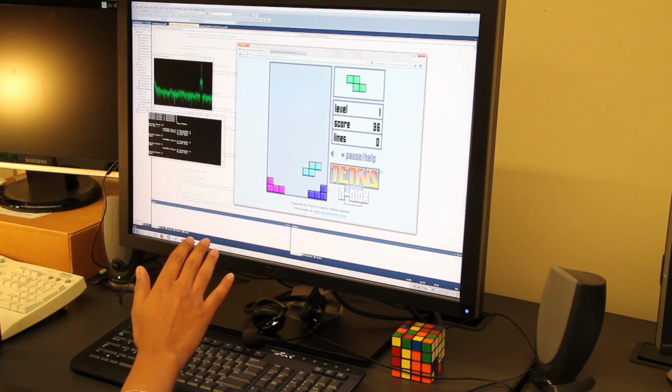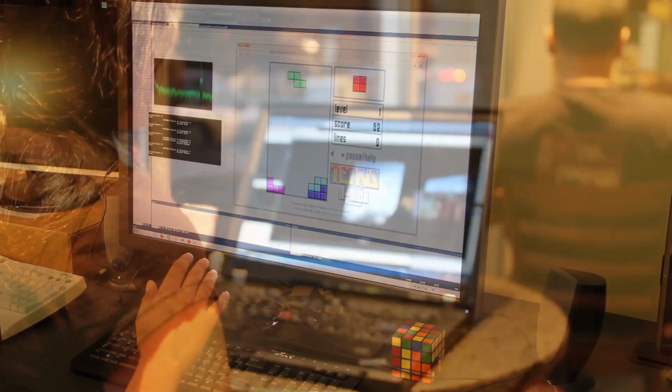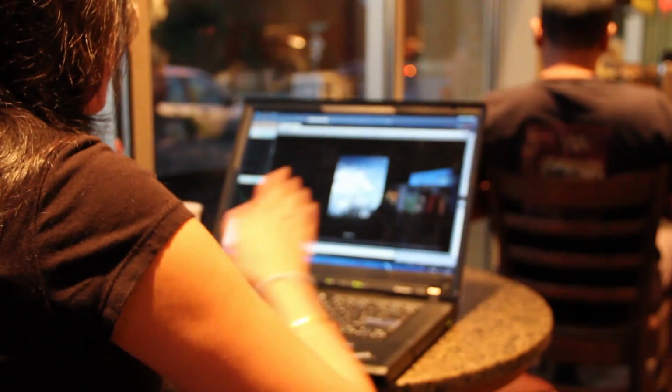To establish the robustness and reliability of SoundWave, we tested it in a busy and noisy environment.